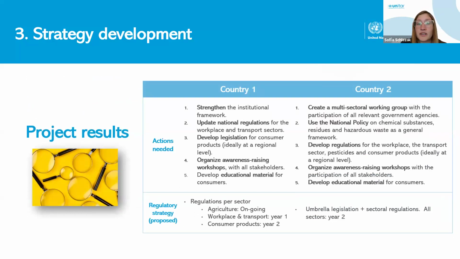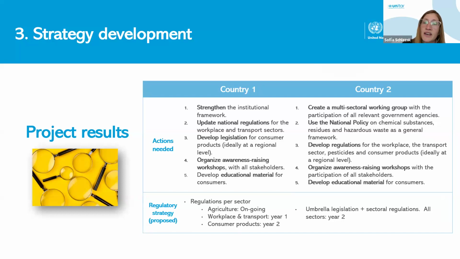So for country one, there was a need to strengthen the institutional framework. For country two, the key aspect was to create a multi-sectoral working group because they didn't have this first step completed. For country one, for workplace and transport, they had something developed, but there was a need of updating. And then for consumer products, they needed to develop legislation.